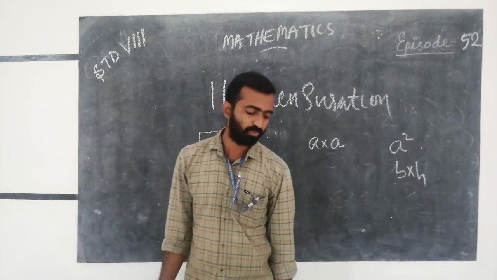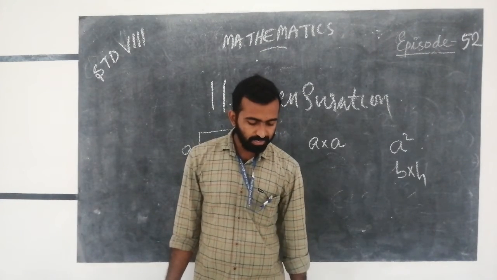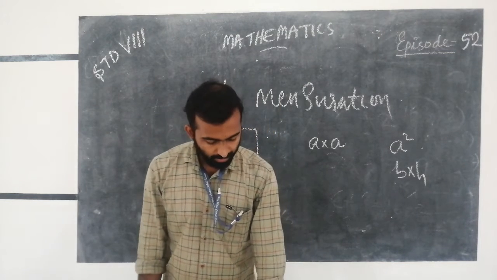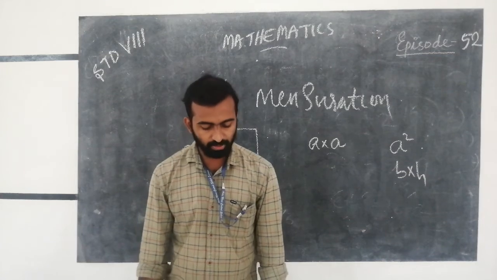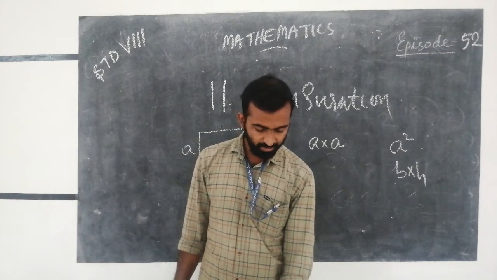R is the radius of the circle. And there is an example, a review of the previous one. This is a figure in your textbook, page number 169. There is a figure.